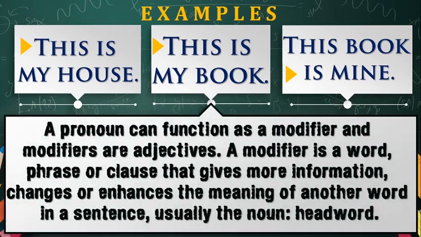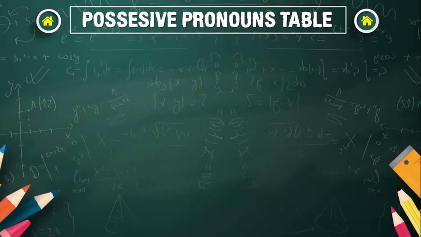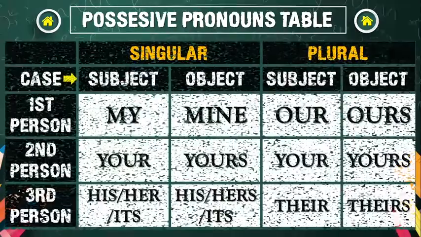Now, a pronoun can function as a modifier, and all modifiers are adjectives. A modifier is a word, phrase, or clause that gives more information or that changes or enhances the meaning of another word in a sentence, and that word it enhances is usually the noun, which is the head word in that sentence. Let's see some examples of possessive pronouns as shown in the table displayed on the screen.